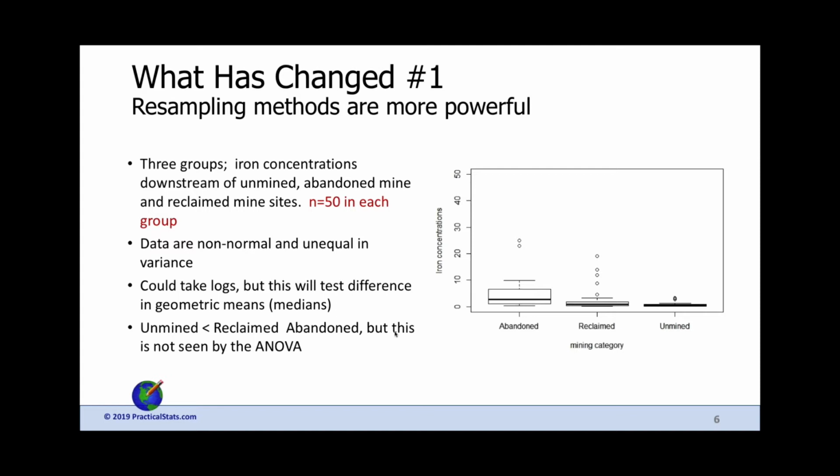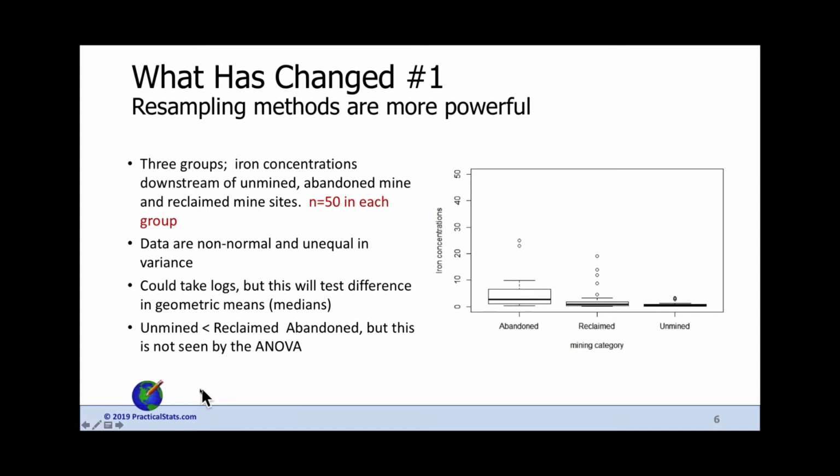There are 50 observations in each group. And so that's the main thing I want you to think about. It's above 30. And the data were non-normal. They're not equal in variance. You could take logs. I won't go on about this too long, but when you take logs, then you've just changed it and you're no longer testing for differences in means. So if you really are interested in means, that's not an option open to you.